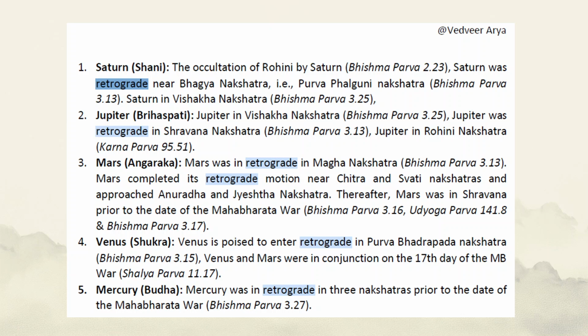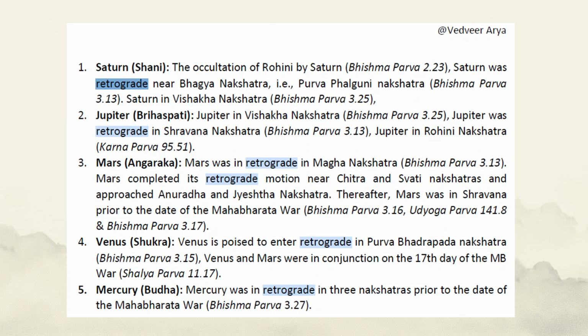Okay, so the word used is Pida. And are you going to translate that as occultation? Fine, but then be consistent. For example, the next one, he says Saturn was retrograde near Bhaga Nakshatra, or Bhagya Nakshatra, and then he says that's Purva Falguni. Well, that itself is also not 100% true, but even before going to Purva Falguni, let me make a comment. He has translated it as Saturn was retrograde near Bhaga Nakshatra.